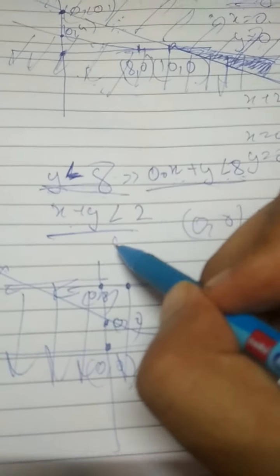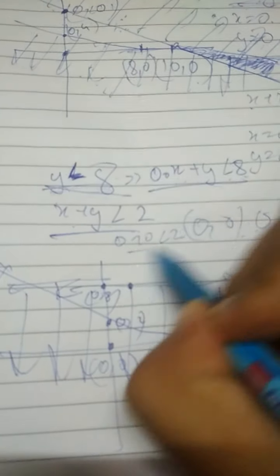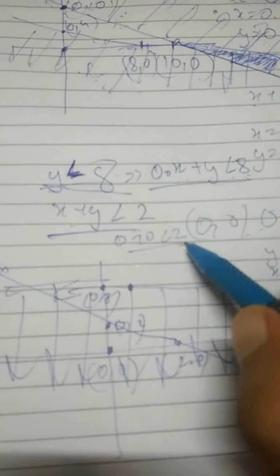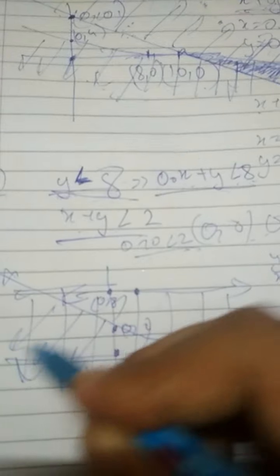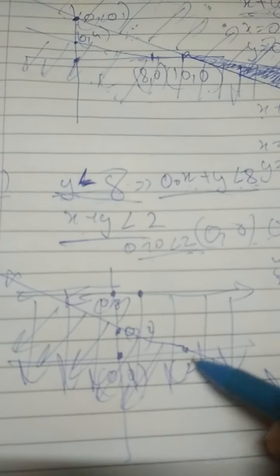Now let's see the solution to the second inequality. Let's put 0, 0 in this. It becomes 0 plus 0 less than 2. Is this true? Yes, it is also true. So the solution to the second inequality lies in this region.